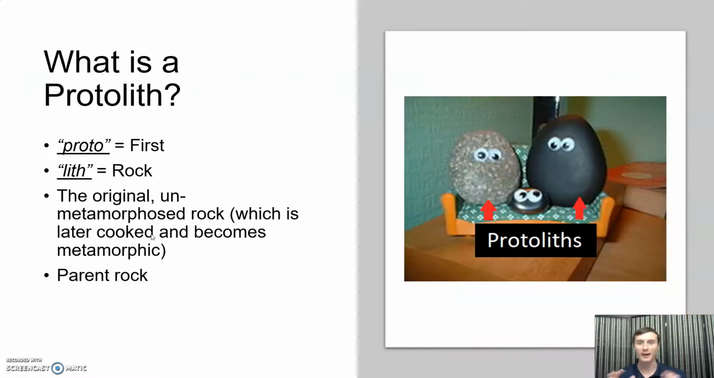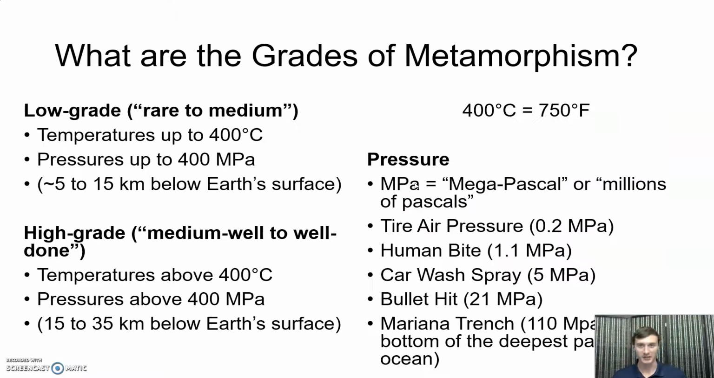Now, before any of the metamorphism has taken place, we have our original rock, something called the protolith. Proto is first, lith is rock. This is going to be our parent rock, which later becomes metamorphosed and becomes a metamorphic rock. Now, broadly speaking, we can have rock that is a little bit cooked, right? Rare, medium, or we can have rock that is cooked thoroughly, medium well, all the way up to well done.